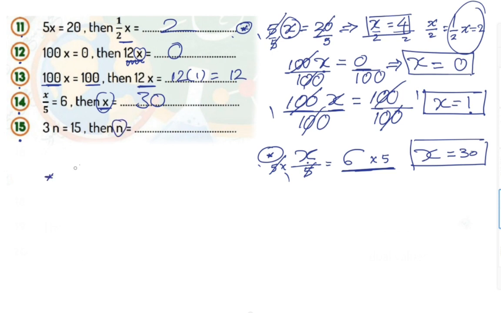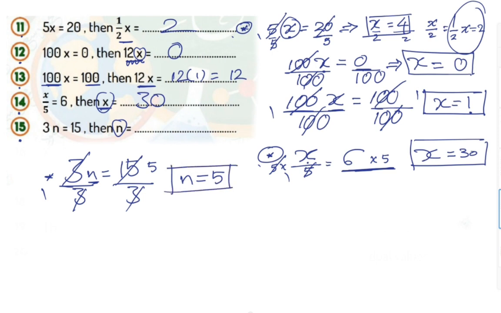Okay, last point here, 3n equals 15, then the value of n. Note with me, I have 3n equals 15. You need 3n or just 1n? 1n. So to finish the problem here, this is 3. I will divide both sides by 3. So 3 over 3 equals 1. 15 over 3 equals what? Equals 5. So n equals 5.